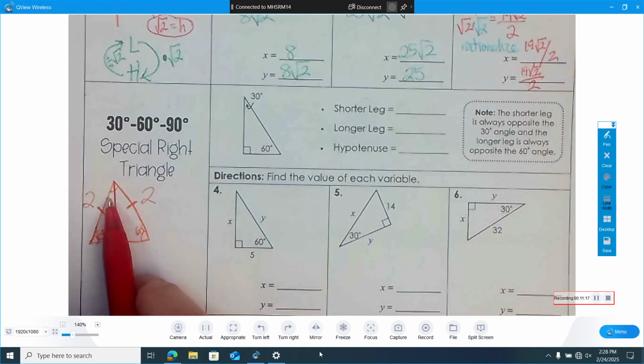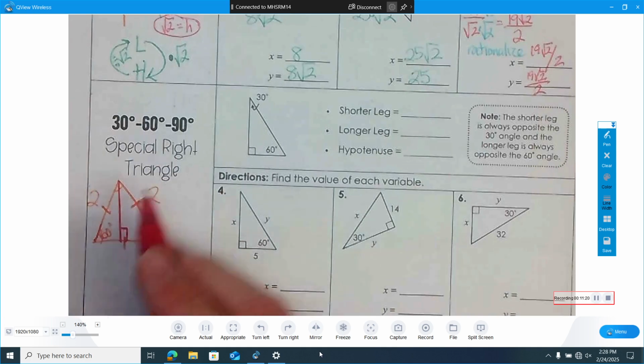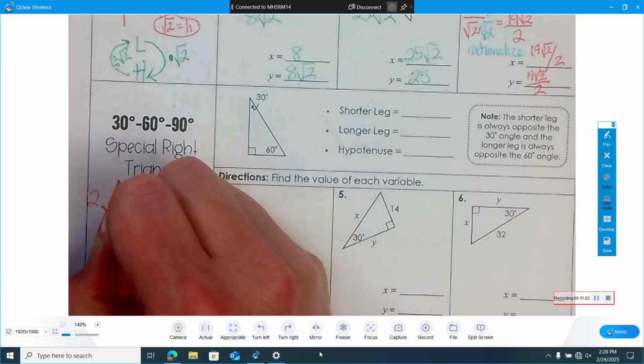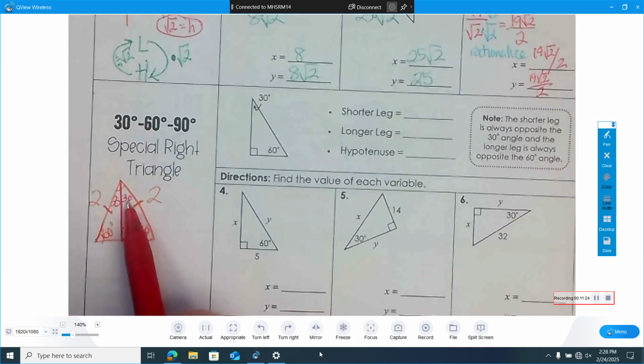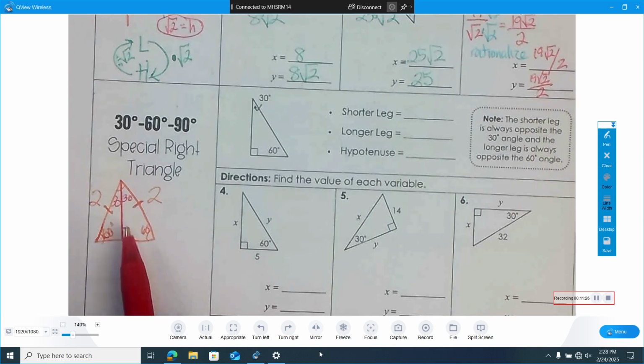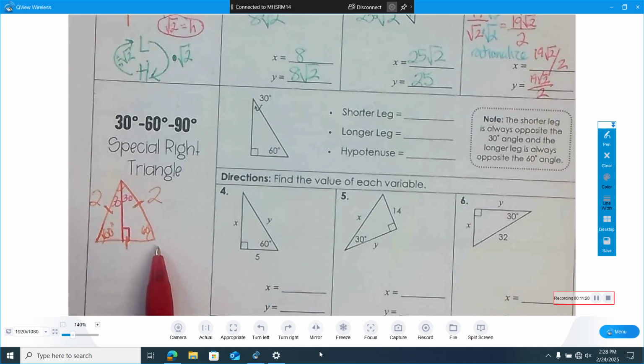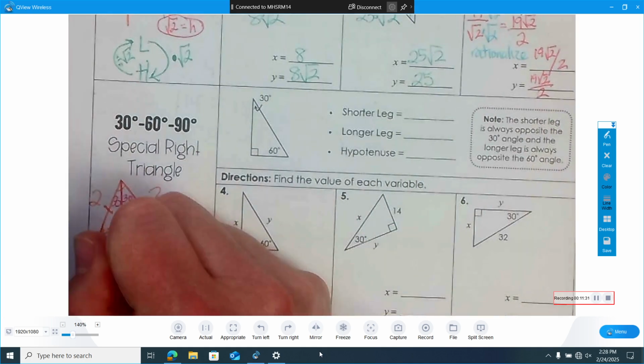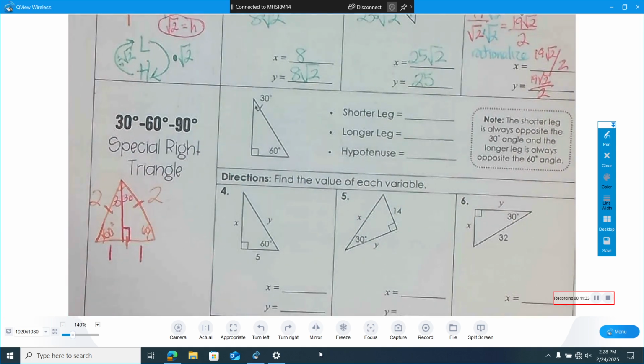What do you think happened to this 60-degree angle? It becomes 30. It got split in half. So now we've got two 30-degree angles there. So now I have a 30, 60, 90 triangle. What happened to the side that was length 2? They're each a 1 now. It got split right down the middle.